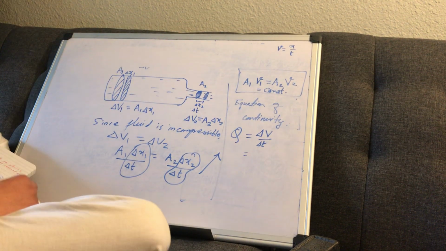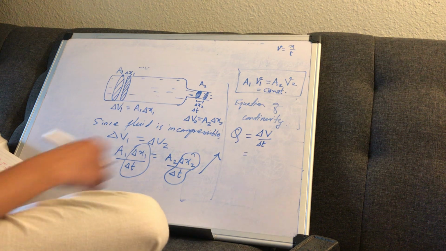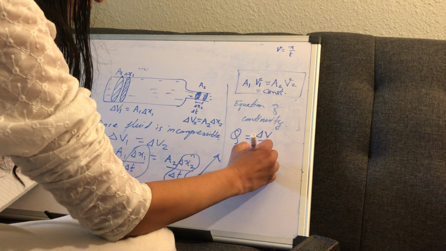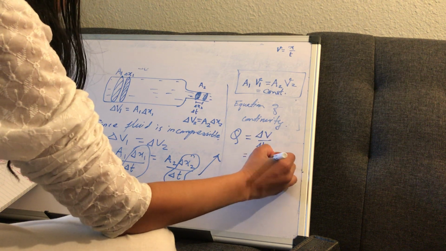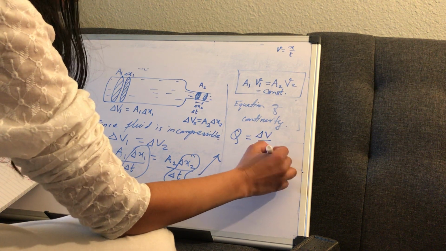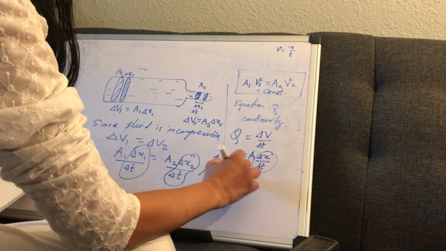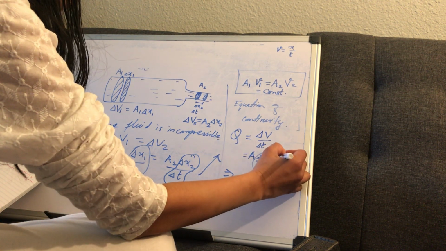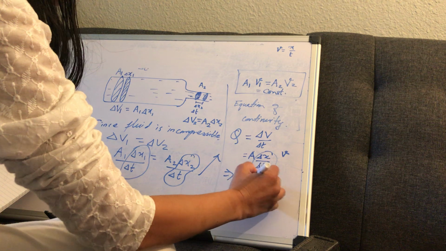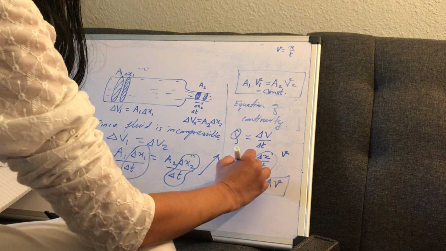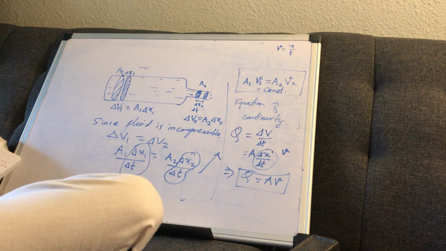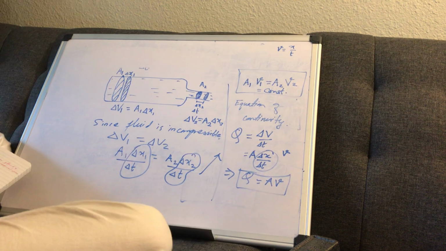What can we write here? Delta V is what? Can we write delta V as area times delta x, right? And then delta t. So this quantity you can write as v, lowercase v, speed. So Q is A times v. So the volume flow rate is constant. This quantity is constant.